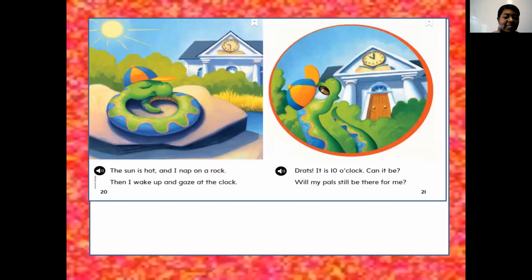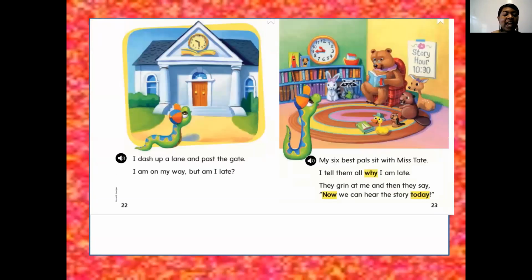The sun is hot and I nap on a rock. Then I wake up and gaze at the clock. Drats, it is 10 o'clock. Can it be? Will my pal still be there for me? I dash up a lane and past the gate. I am on my way, but am I late? My 6 best friends sit with Miss Tate. I tell them all why I am late. They grin at me and then they say, now we can hear the story today.